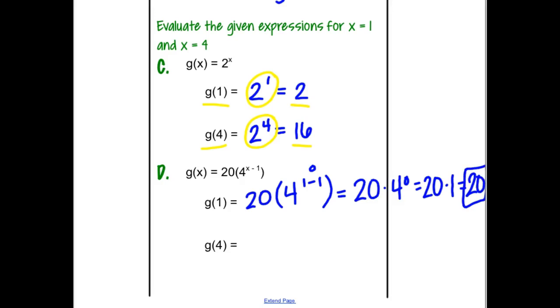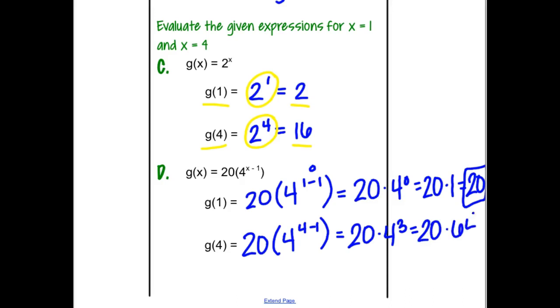Last one, we have 20 times 4 to the 4 minus 1 power. Well, 4 minus 1 would be 3, so 20 times 4 to the third. 4 to the third is going to be 64. So now we have 20 times 64, which is 1,280. So not extremely difficult work, just making sure that you're putting everything down on paper.